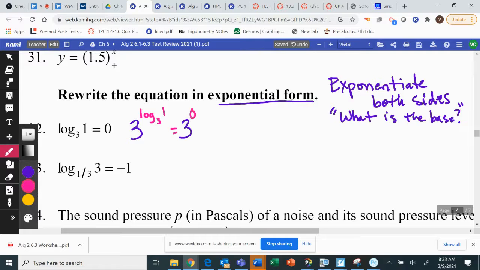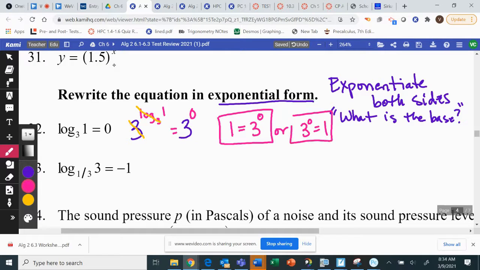What's the base? 3. So when I exponentiate, I put a base of 3 on both sides, meaning the sides become the exponent. A base of 3 and a log base 3 undo each other. We get 1 equals 3 to the 0, or we can write 3 to the 0 equals 1. Either of those is fine. And now we canceled out the logarithmic, so we put it in exponential form.